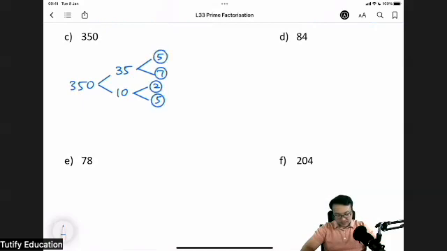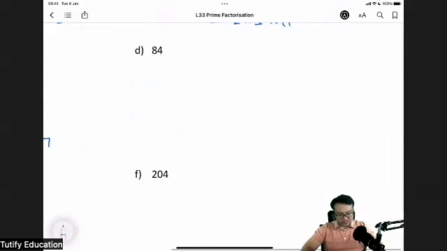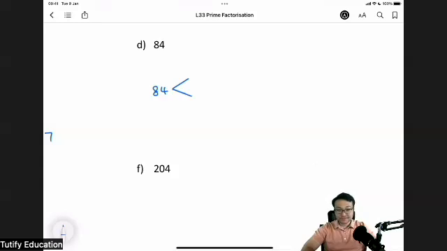Now, after circling the prime numbers, we're going to write down 350 equals to, arrange from the smallest to biggest, 2 times 5 times 5 times 7. Very good. Well done. Let's try one more. 84. What are you going to split it into? Do you think it can be divided by 4 or 3? Can it be divided by 3?